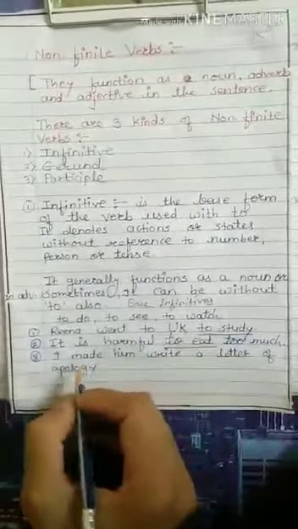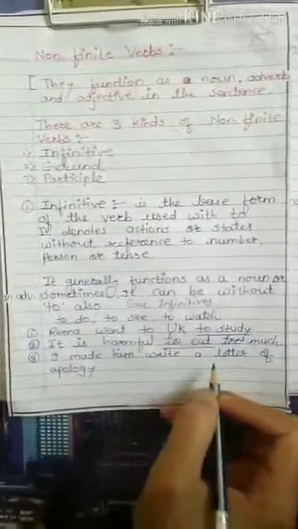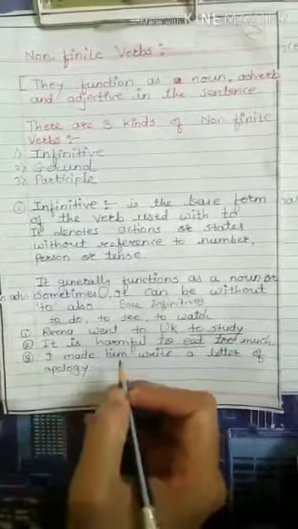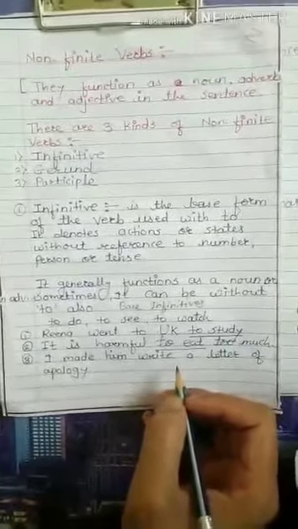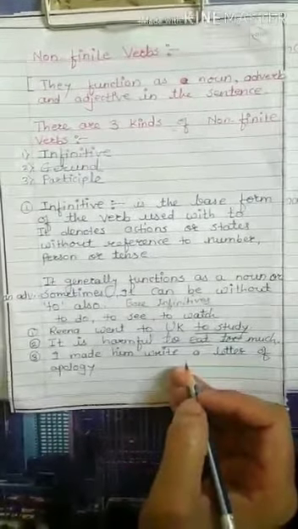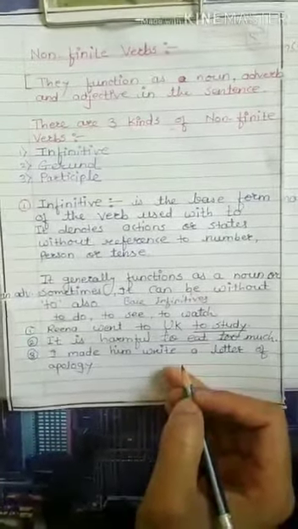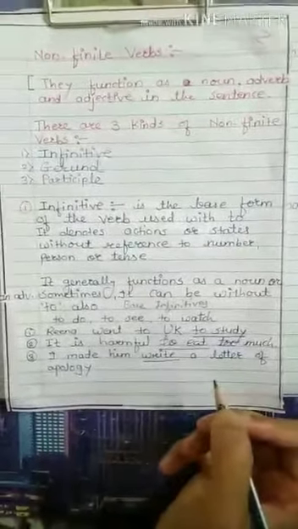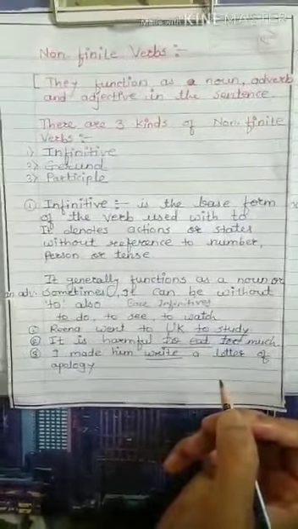Third sentence, I made him write a letter of apology. Here, now if you notice this sentence, you will come to know that infinitive is without to. Write is an example of bare infinitive.